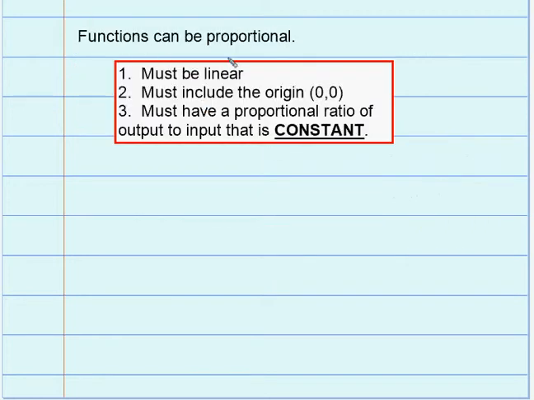Okay, now functions can be proportional or they can be not proportional. Here are the three things that they need to have in order to be proportional. They must be linear, which means it makes a line. It must include the origin, so the ordered pair 0, 0: you need to be able to substitute 0 in for both of the variables and have a true statement. And it must have a proportional ratio of output to input that is constant.